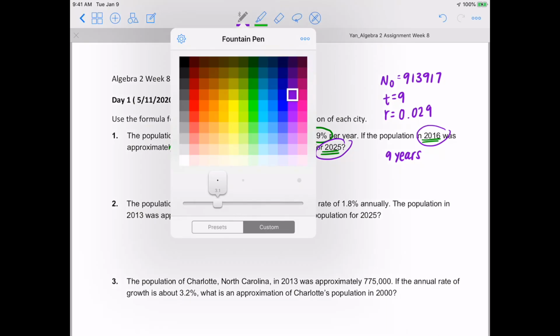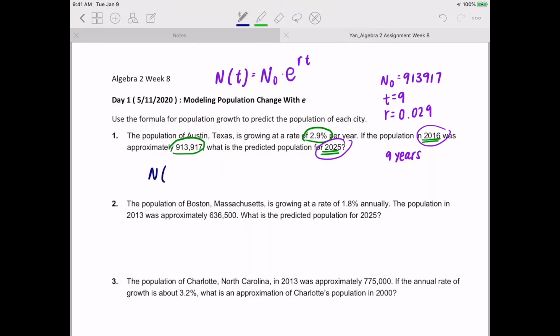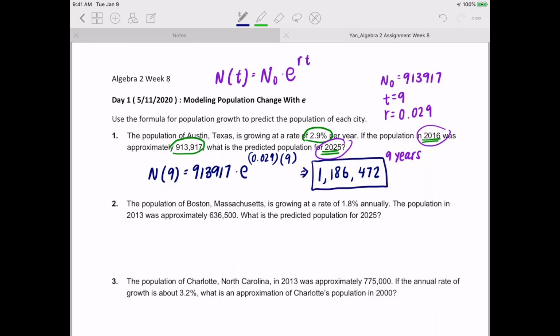Okay, substitute everything and then we'll be able to find our answer. So since we said our t is 9, I'm going to put 9 in here, equal to 900 something thousand times e to the 0.029 times 9. Okay, put it in your calculator. You should have gotten 1,186,472. This is the estimated one.